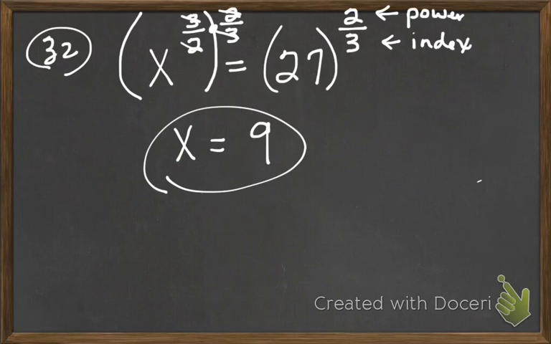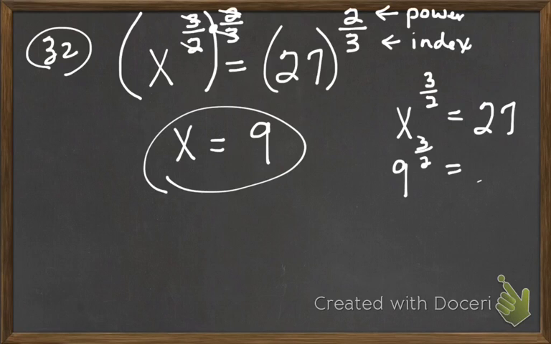Okay? Then you would check your answer because 3/2 is really a radical. The over 2 part, if you have something as your index, so if you go back into the original problem, would it check? Is 9 to the 3/2 going to be equal to 27? Yes, because the 2 means take the square root of 9, which is 3. 3 to the 3rd power is 27.